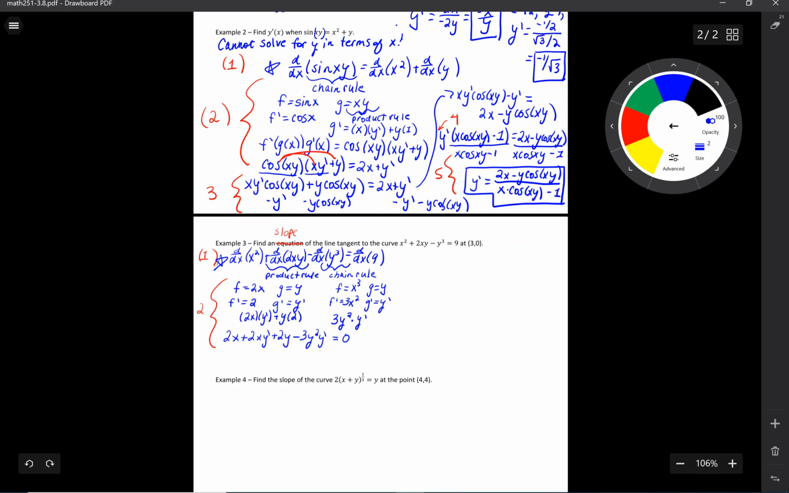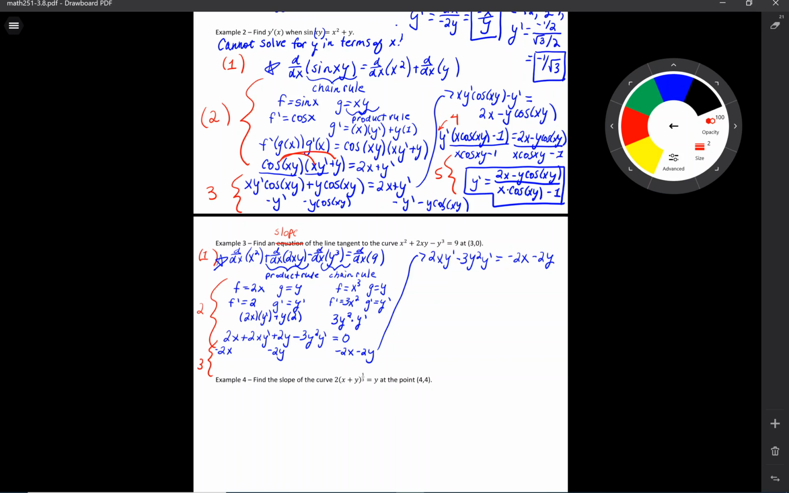I'm going to subtract everything without a y prime to the other side. So I'm going to subtract this 2x and this 2y. And that gives me 2xy prime minus 3y squared y prime equals negative 2x minus 2y. All right, that was step number 3. Getting everything with a y prime to one side, everything without a y prime to the other side.